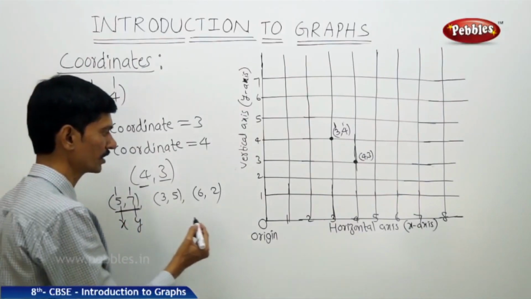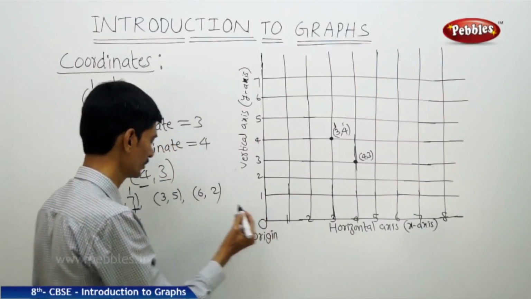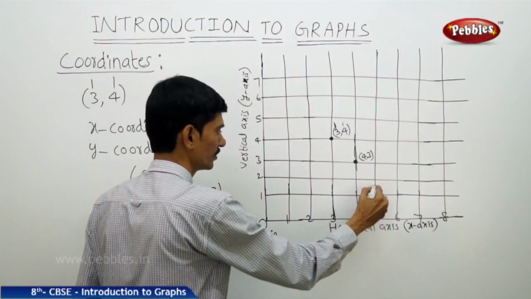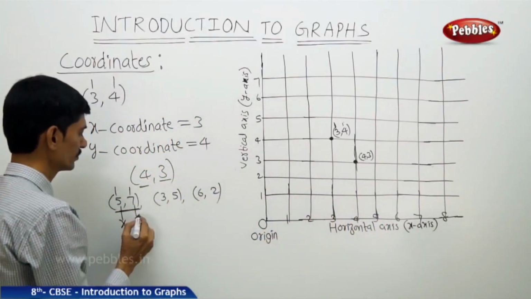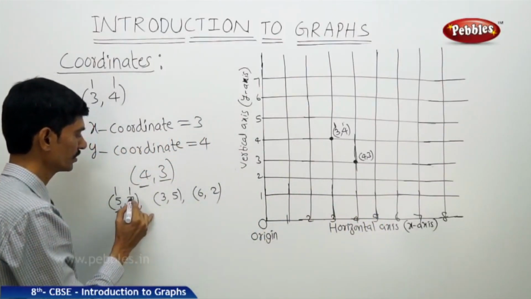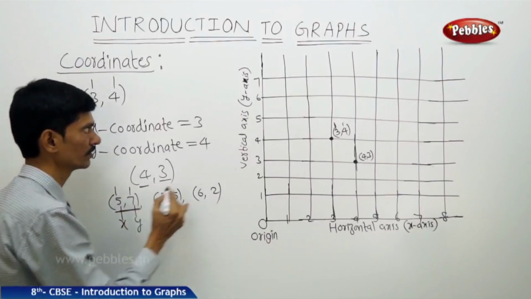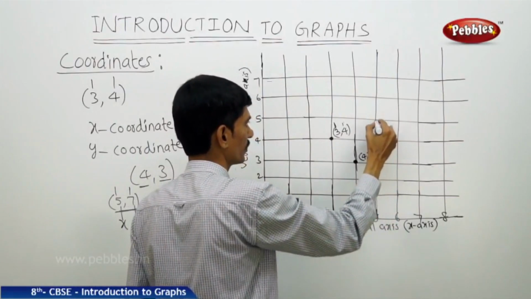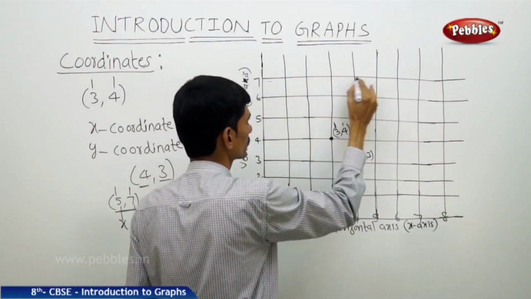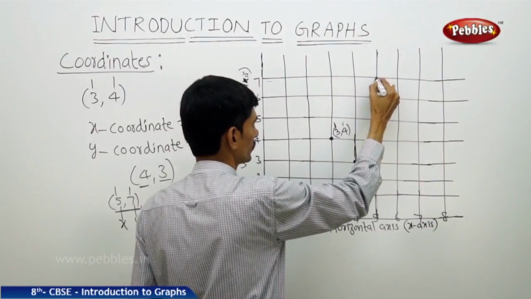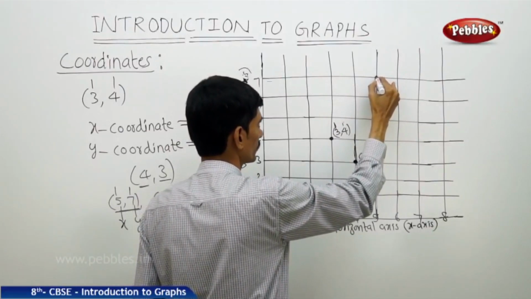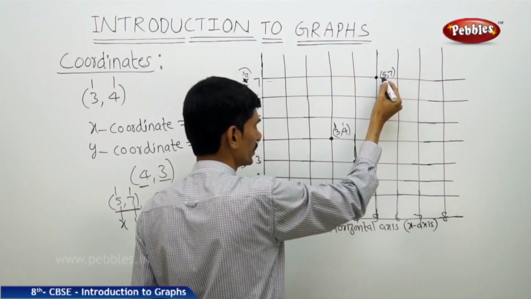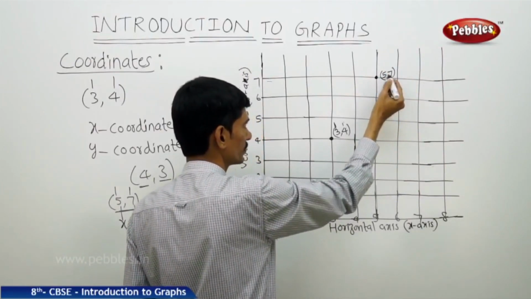First you consider the x axis, the horizontal axis. 5 is there, so this represents 5. Then on the y axis it is 7, so y coordinate is 7. So here 7 is there, and this 5 and this 7, these two lines will intersect here. So this point is 5 comma 7, where x coordinate is 5 and the y coordinate is 7.